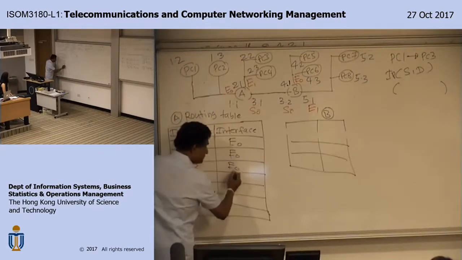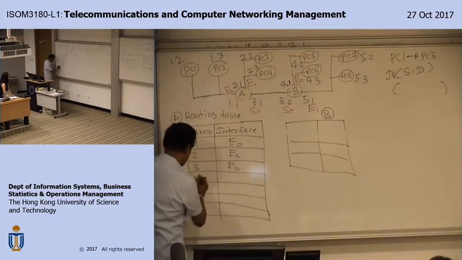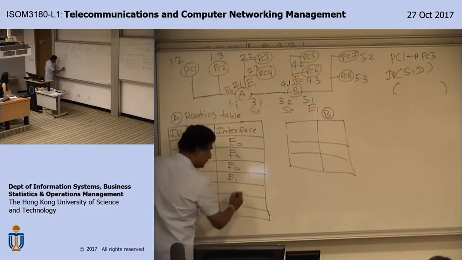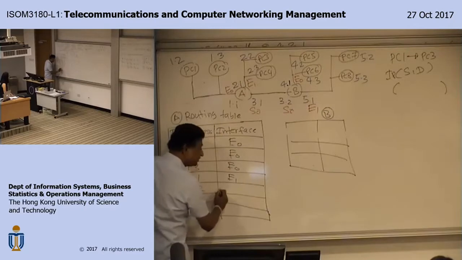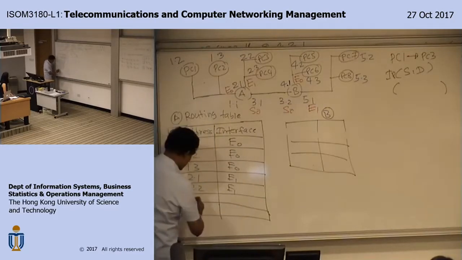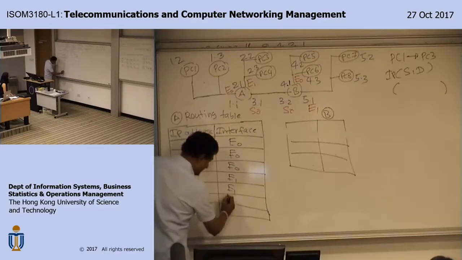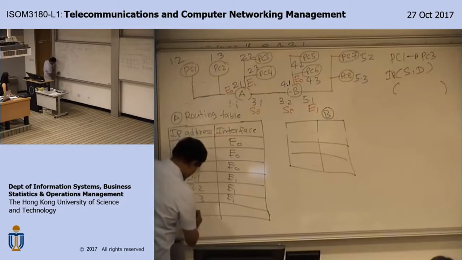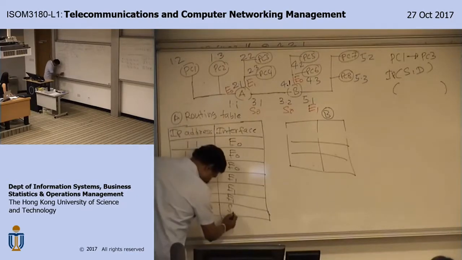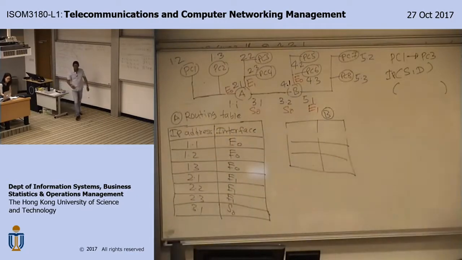E0, and what else? 2.1, which interface? E1. And 2.2, which interface? E1, and what else? 2.3, which interface? E1. And 3.1, which interface? S0. All right. So this is the routing table of router A. How many entries altogether? 7. Okay, 7 entries. Easy, right? It's the same way that we looked at the switching table.